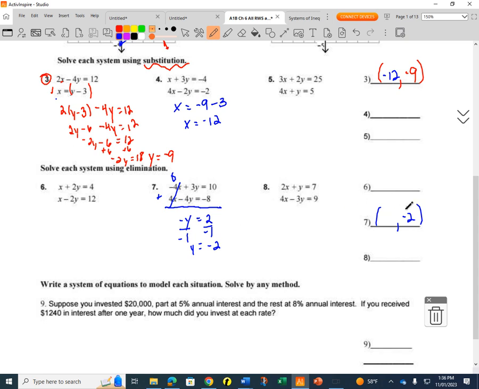All right, so now that we have the negative 2 for y, we're going to do like we did before. Everywhere there's a y in one of these equations, we're going to plug in a negative 2. So I'm going to do that in this first one. Negative 4 times x plus 3 times negative 2 equals 10. Negative 4 times x minus 6 equals 10. I'm going to add 6 to both sides. And negative 4x equals 16.